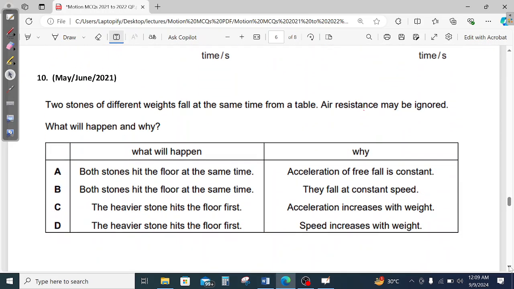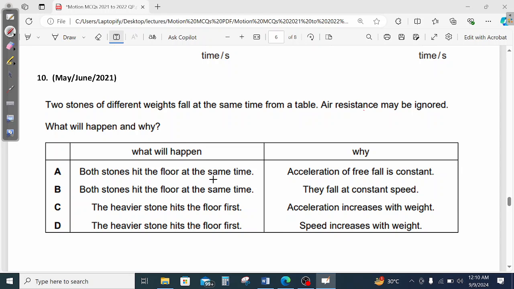Now question number 8. Two stones of different weights fall at the same time from a table. Air resistance may be ignored. What will happen and why? Both stones hit the floor at the same time. Yes, remember, this question is taken from the Galileo experiment.